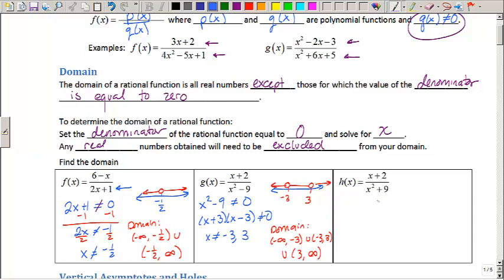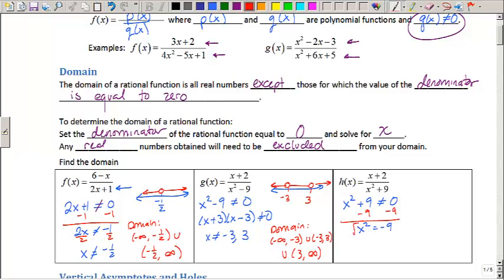For our last rational function, I have h of x equals x plus 2 over x squared plus 9. My domain is going to be all real numbers, except if there's a value that makes the denominator 0. So I'm going to set the denominator equal to 0, or really not equal to 0, because I can have everything else except that. This doesn't factor quite as nicely as the last one did, so I'm going to move the 9 over.